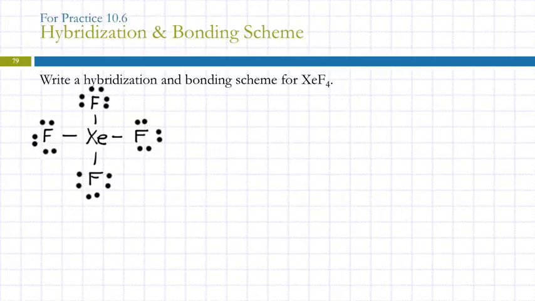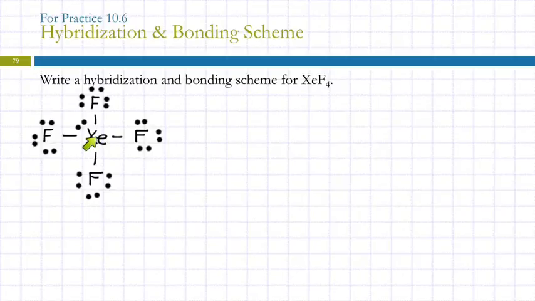What do I do with the extra 2 electrons? They go on the xenon, because xenon's a big boy, he can handle it. He can expand. He's in period 3 or greater. He's actually in period 5, and so he has the d orbitals available to expand into. So we draw the correct Lewis structure.